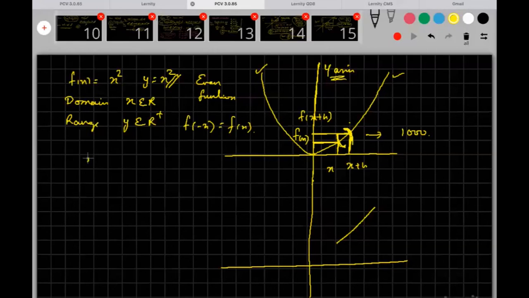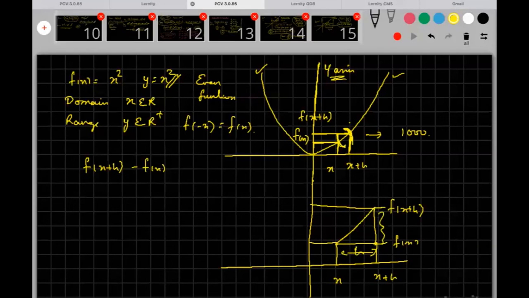So when you do f of x plus h minus f of x, what are you doing? You have this value, you have this value. So this is f of x plus h, this is f of x, this is x plus h, this is x. So what is this distance? h. What is this distance? This much. So when you're dividing it by h, what are you doing? You are trying to find out tan theta. What is tan theta equal to? Slope.